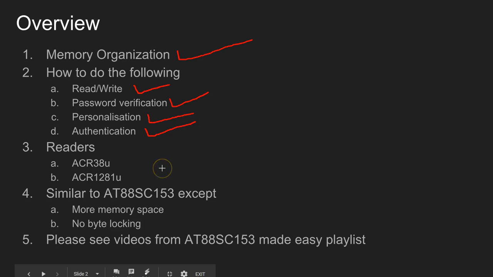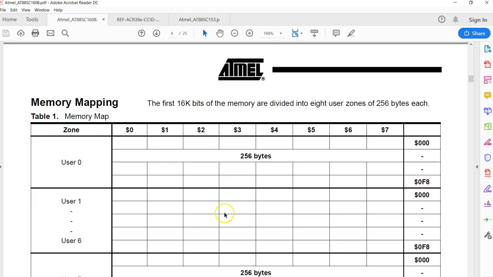I'll be using two readers from a company called ACS, that is the ACR38U and the ACR1281U. This card is very similar to the AT88SC153, except there is more space and there is no byte locking. I have made so many videos on the AT88SC153, and I would advise you to look at my playlist on it.